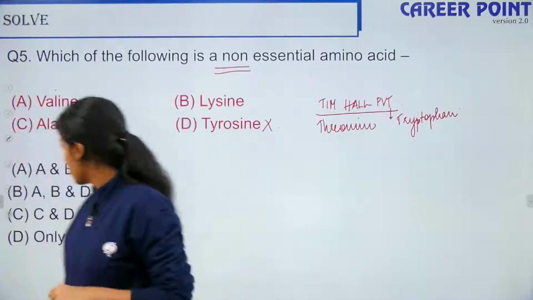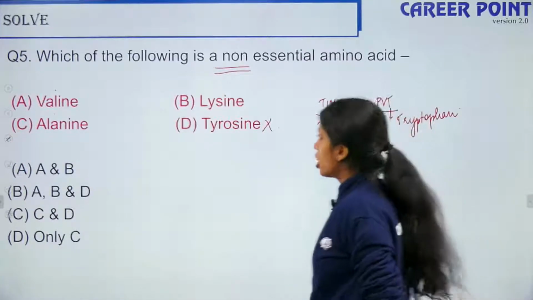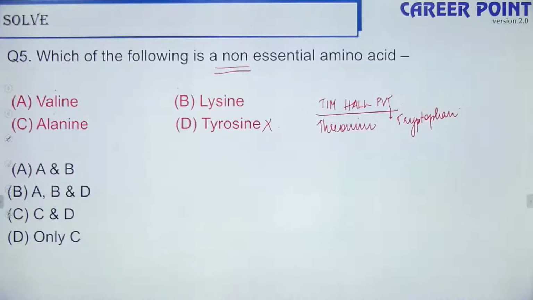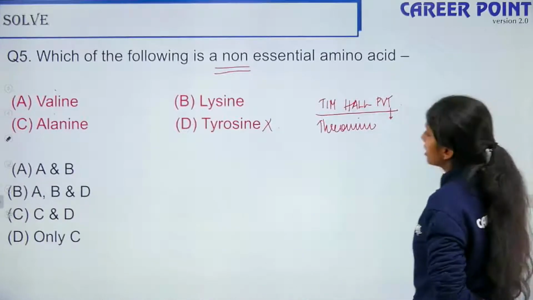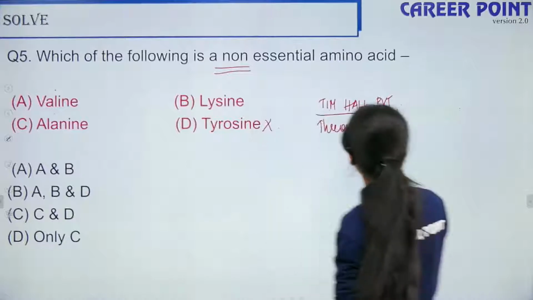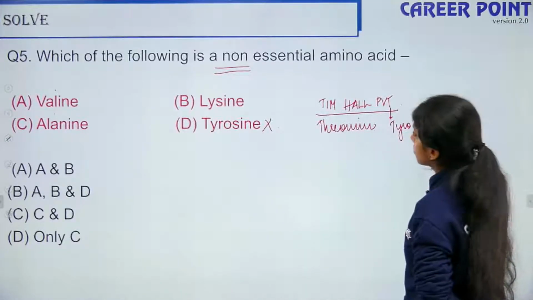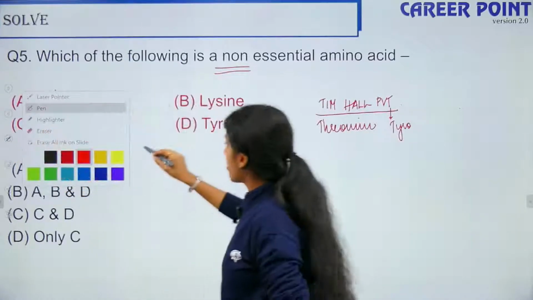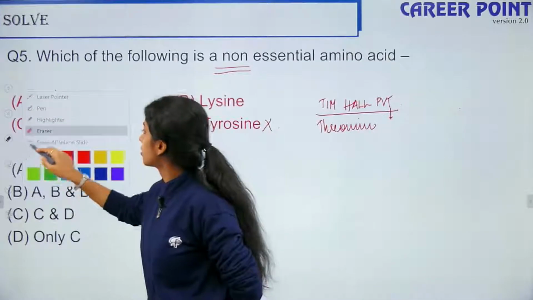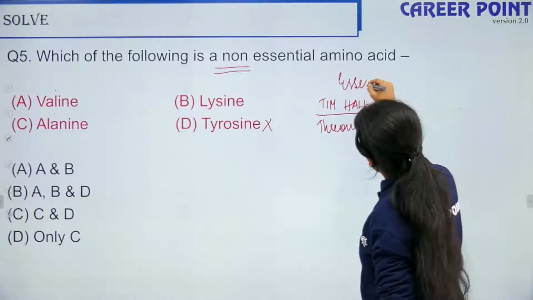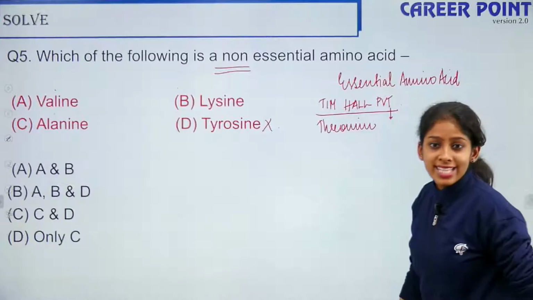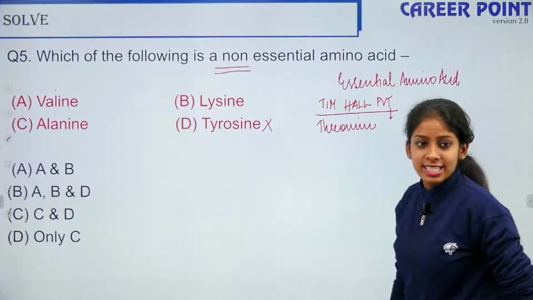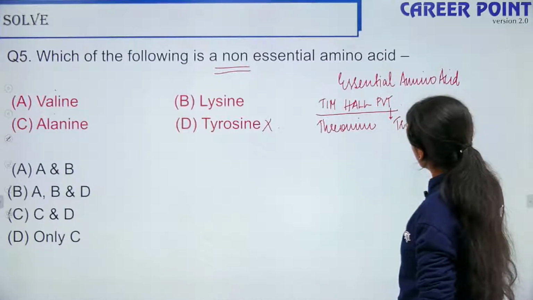Now give me the answer. No, it is not tryptophan. It is tyrosine only. Which is a non-essential amino acid? Okay, then I am sorry. So threonine and tryptophan are essential amino acids. I'm confusing. I'm really sorry. I was right in the first place. So this is for essential amino acids. Yes, valine, lysine is basic, yes. So here it is tryptophan.